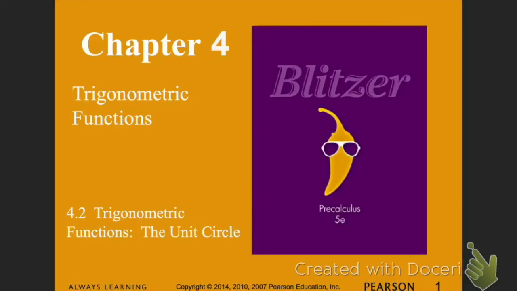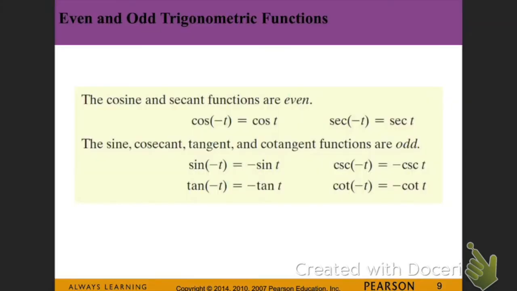Chapter 4, Section 4.2, the unit circle. This is going to be part 2 of the video notes. We're going to start by defining even and odd trig functions.